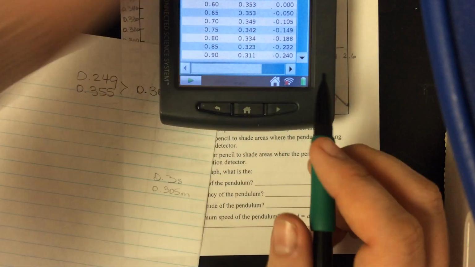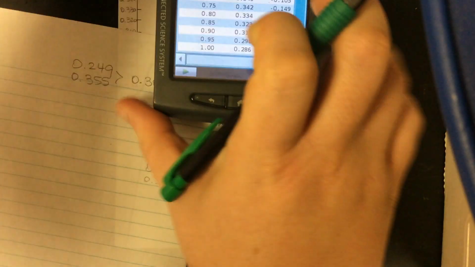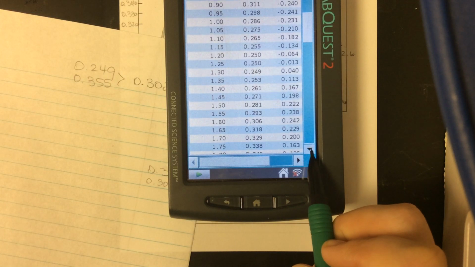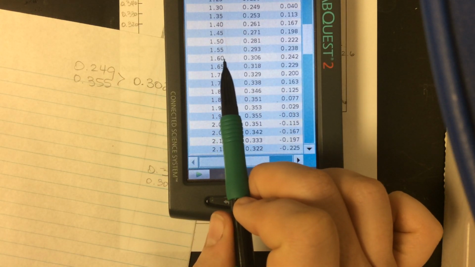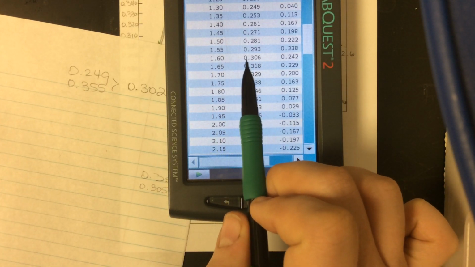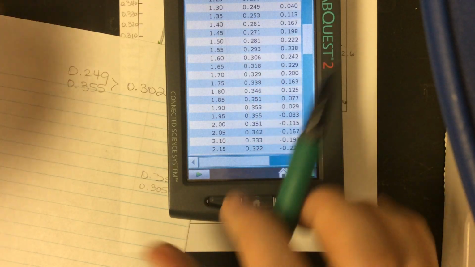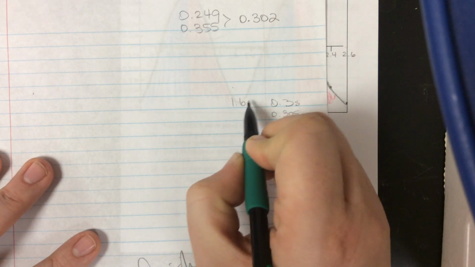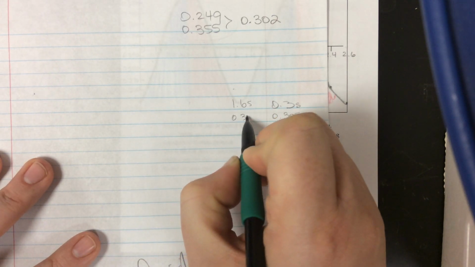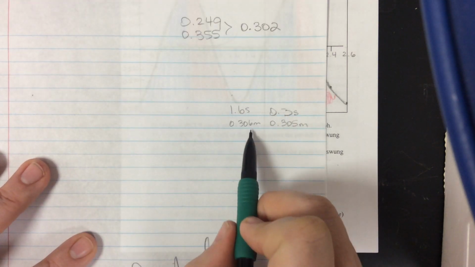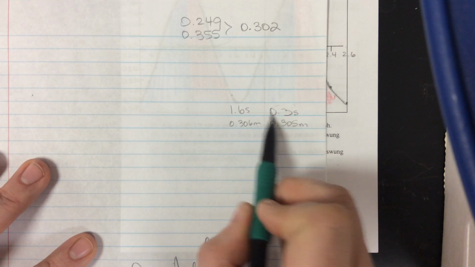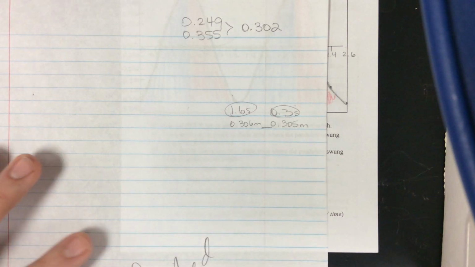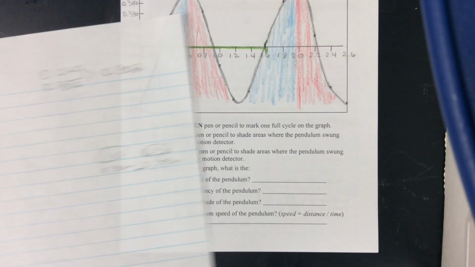So I'm going to scroll down on my data chart here. Move it so you can see it. Okay, here's 1.6. And look at that, 0.306. I would say that's close enough that I can use it. So 1.6 seconds at 0.306 meters. Okay, so it took from 0.3 to 1.6 to go all the way back to that equilibrium point.